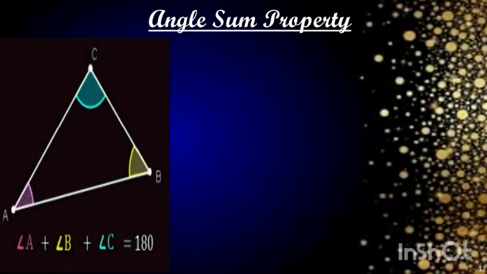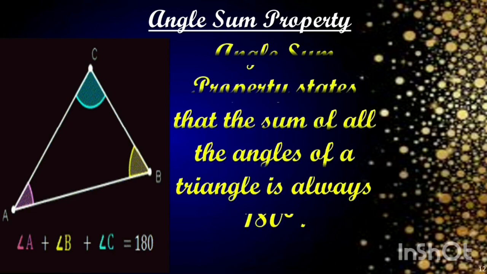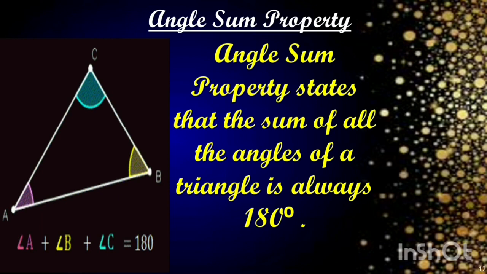Now, another point we have is called angle sum property, which is the basis of construction and creation of triangles. It states that the sum of all the angles of a triangle is always 180 degree. It cannot be more than 180, it cannot be less than 180. It should be exactly 180 degree. And this is what we call angle sum property.